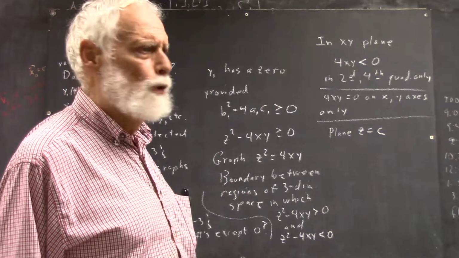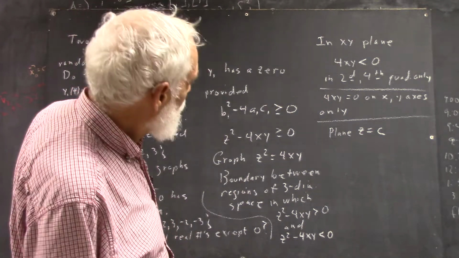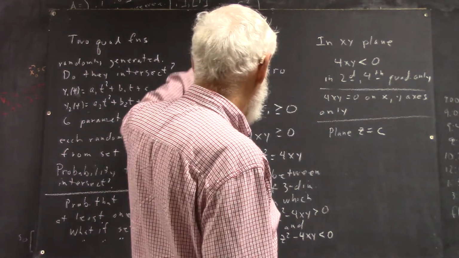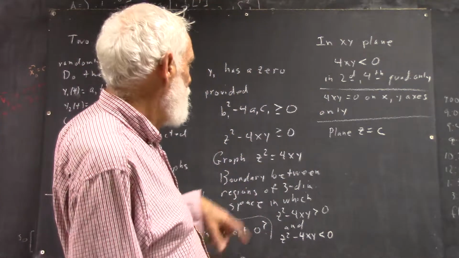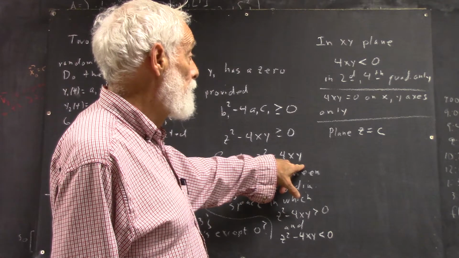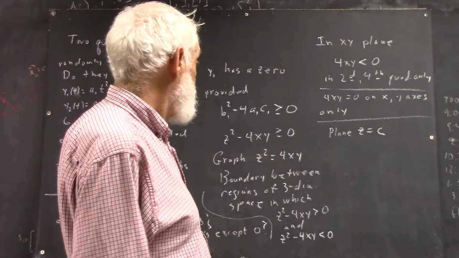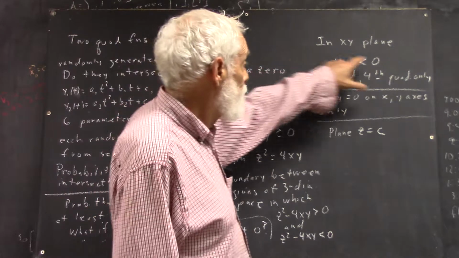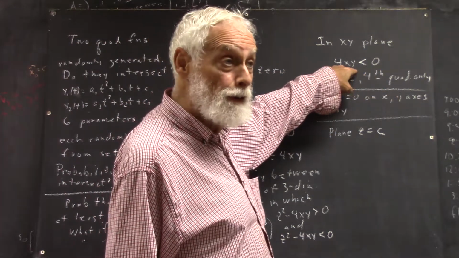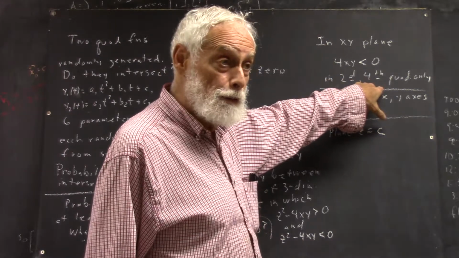Matter of fact, they're just a whole lot more interesting, except not really. Okay? We get a pretty broad solution. In the XY plane, we can look at where 4XY is less than 0 and where it's greater than 0. Well, 4XY is less than 0. What has to be so? X and Y have to have opposite signs. That's all there is to it, right? So that occurs only in second and fourth quadrants.